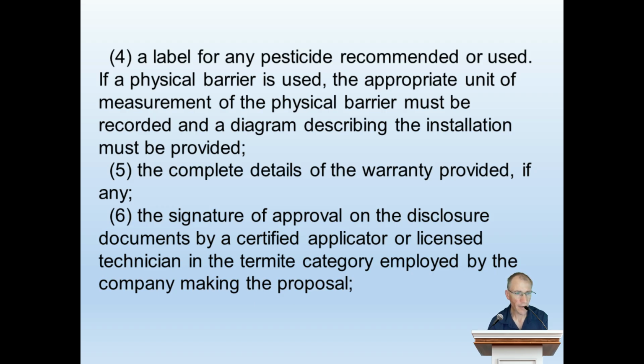If a physical barrier is used, the appropriate unit of measurement of the physical barrier must be recorded, and a diagram describing the installation must be provided. 5. The complete details of the warranty provided, if any. 6. The signature of approval on the disclosure documents by a certified applicator or licensed technician in the termite category employed by the company making the proposal.